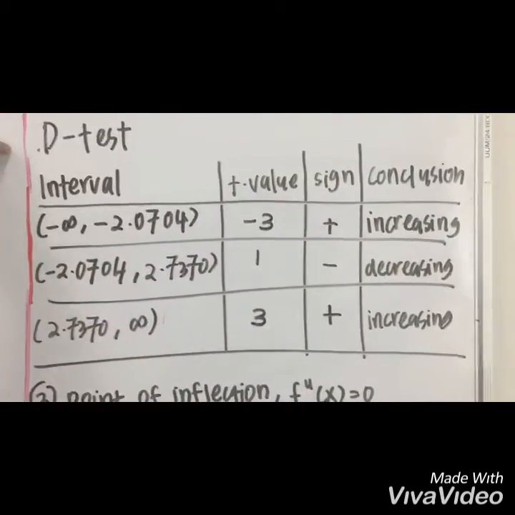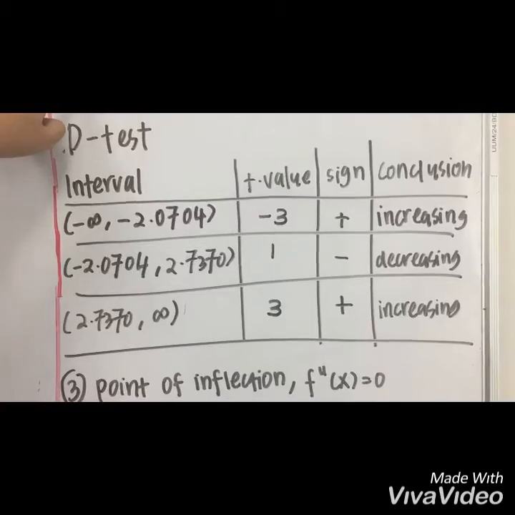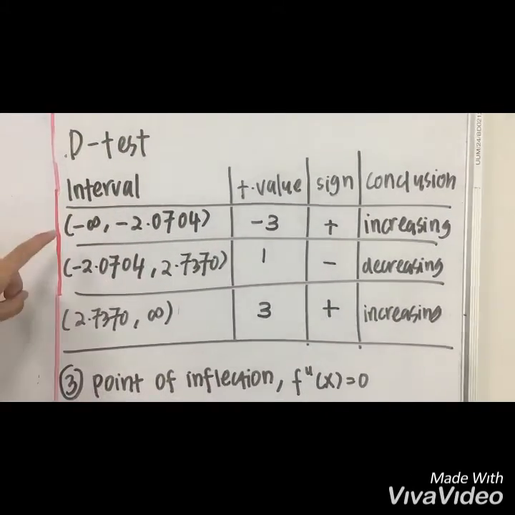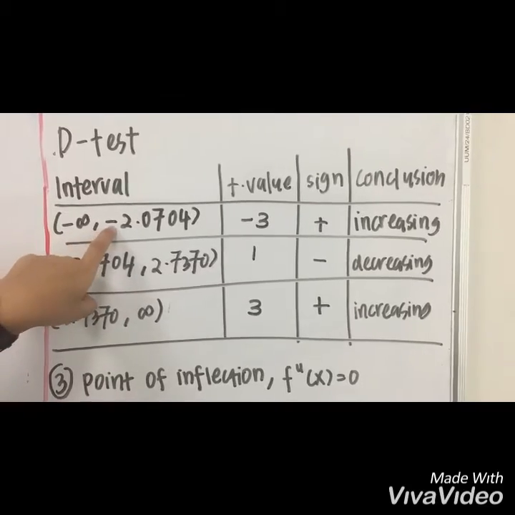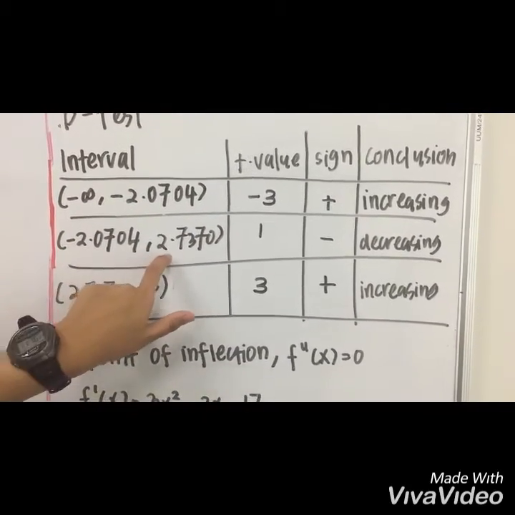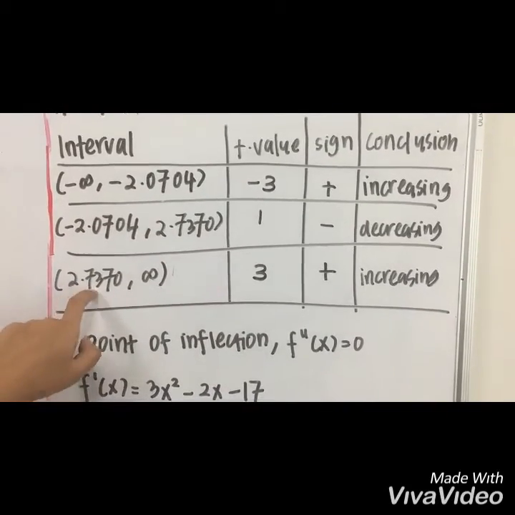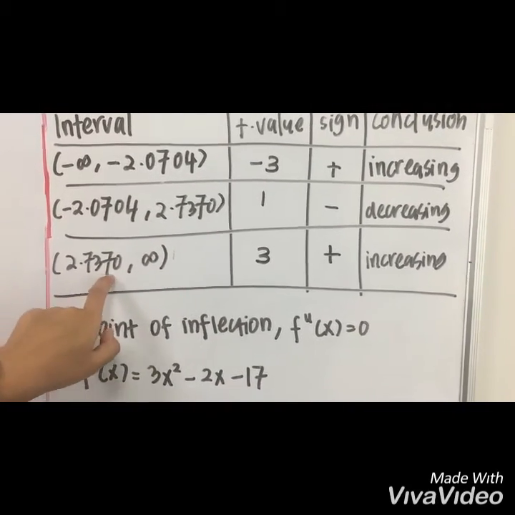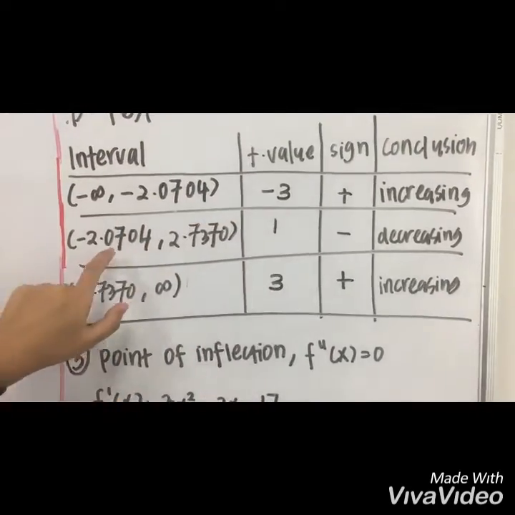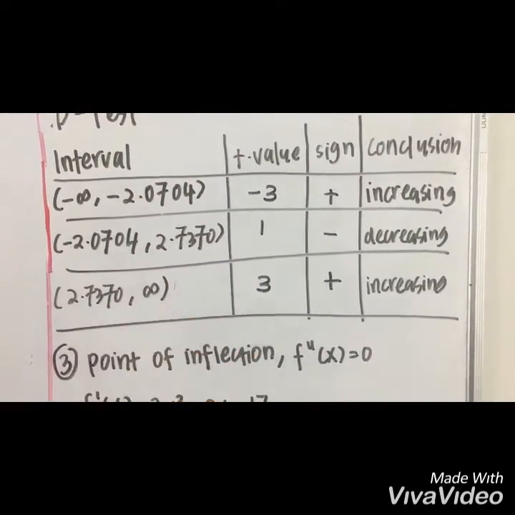Next, we have to use the test, and for the intervals, we have gotten 2 values of x. So we have the interval from negative infinity to negative 2.0704, the interval from negative 2.0704 until 2.7370, and 2.7370 until infinity. For the test values, for the first interval we're going to take negative 3, for the second interval 1, and for the third interval 3.